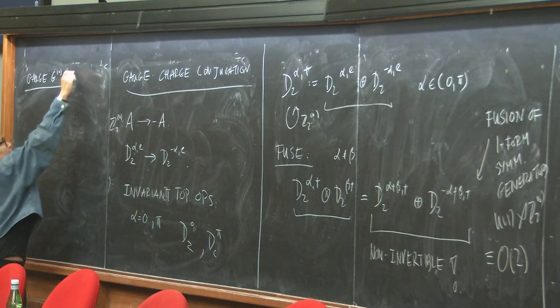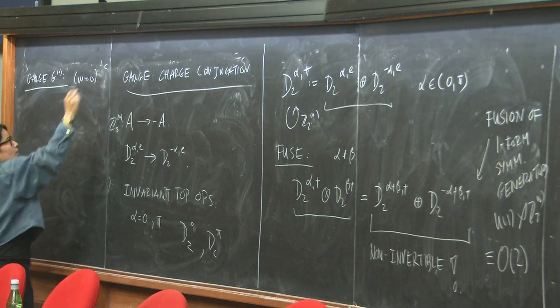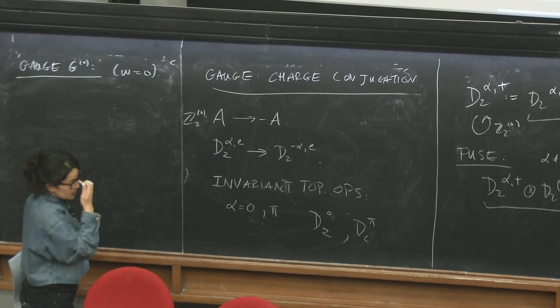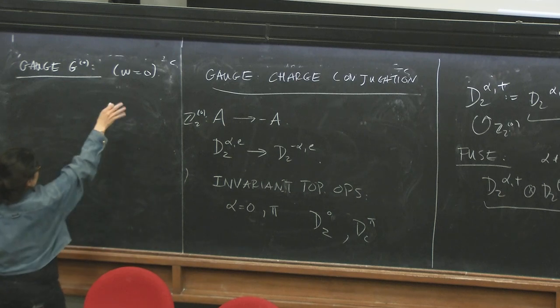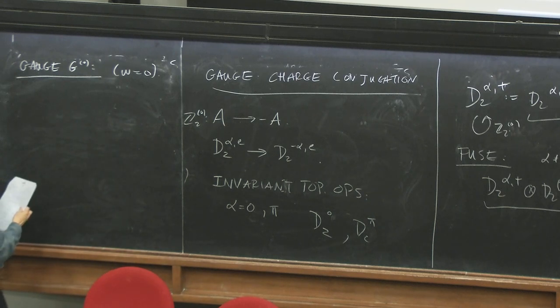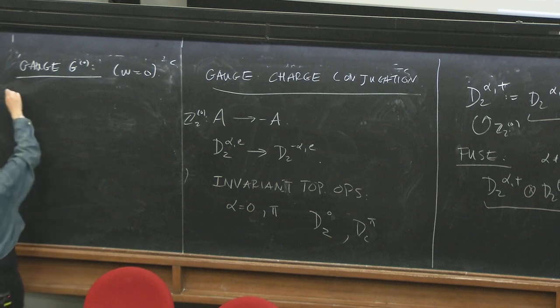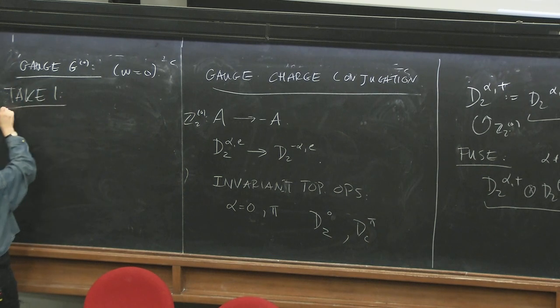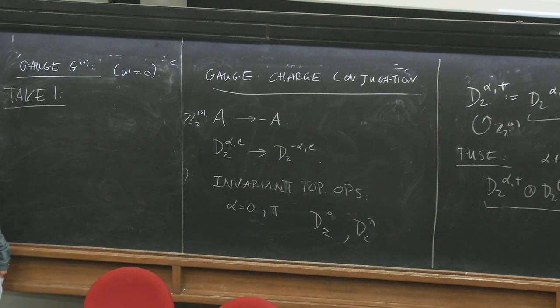And I'll actually set omega equal to zero, because omega is like a 't Hooft anomaly for the zero-form symmetry. So if omega is non-zero, then we have some issues with actually gauging this. And there'll be various takes on gauging, and there'll be various levels of familiarity, and they are disproportionate to the generalizability to higher dimensions.